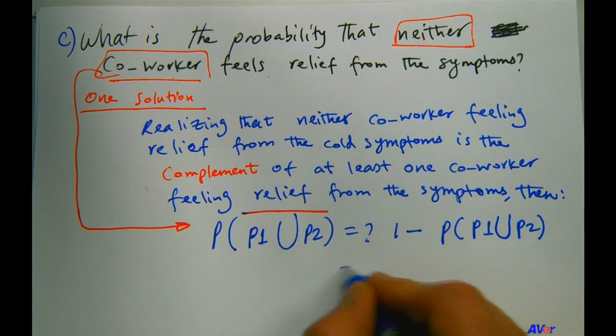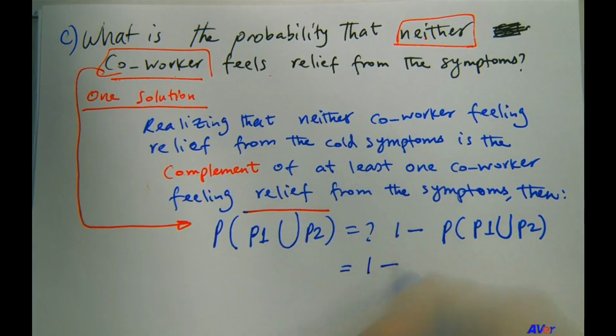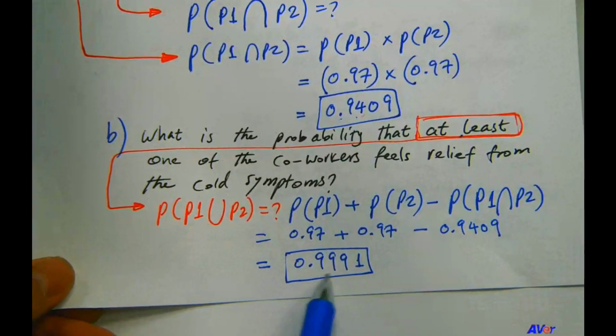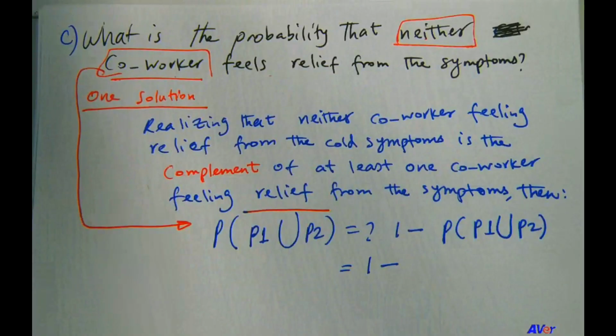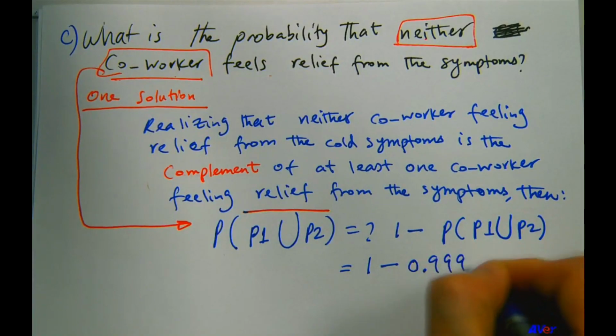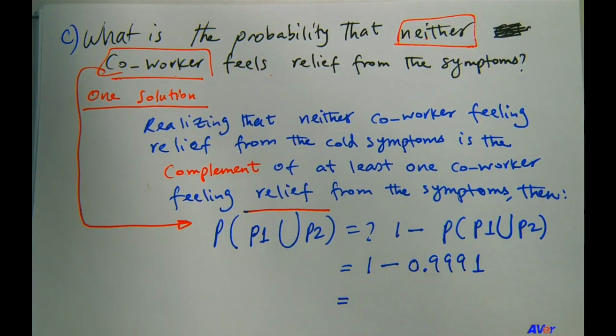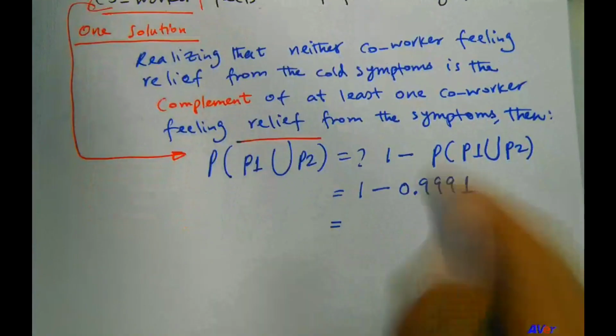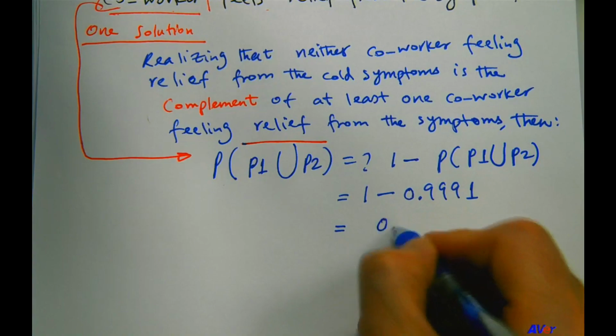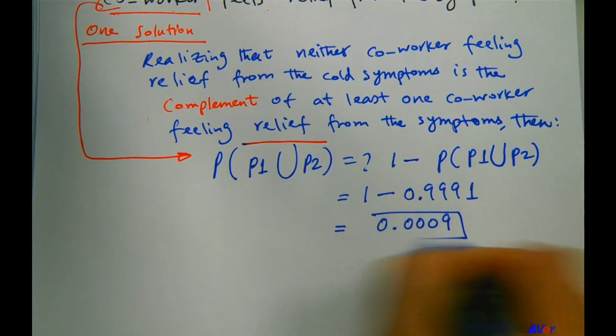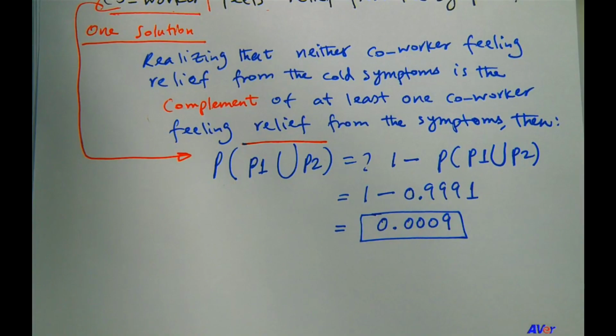Okay, so now the easy part is just plugging numbers. So 1 minus what we ended up with for the at least case, which was 0.9991, right? So let's plug that in, 0.9991, and that gives us this result, or 0.0009. So given this probability that this medicine is effective, it's highly unlikely that neither one experiences any relief from the symptoms after taking this medicine.